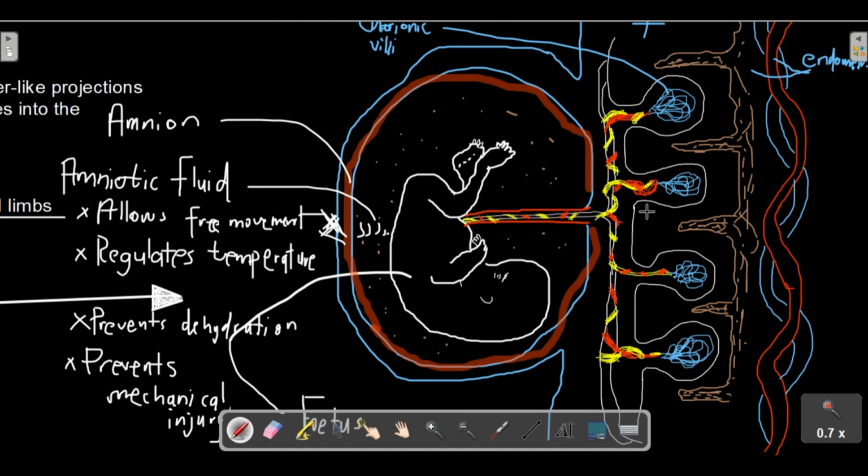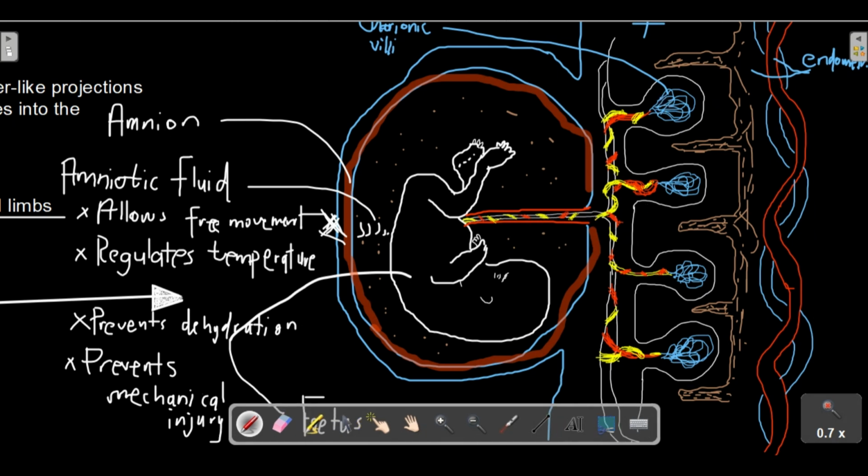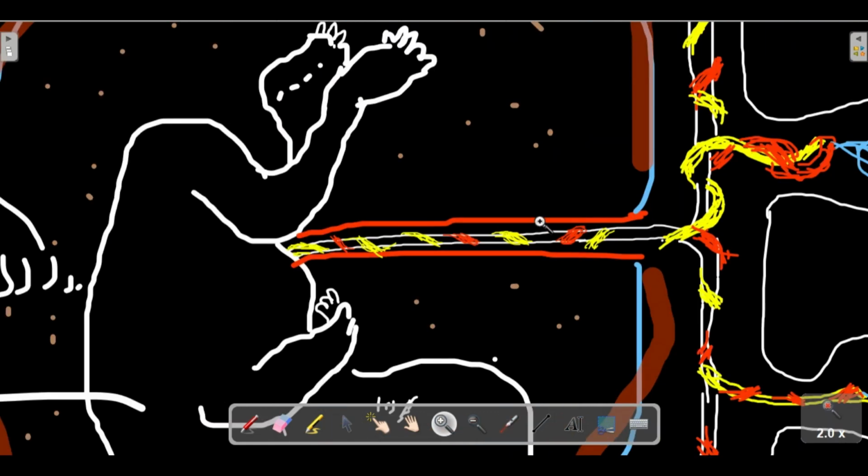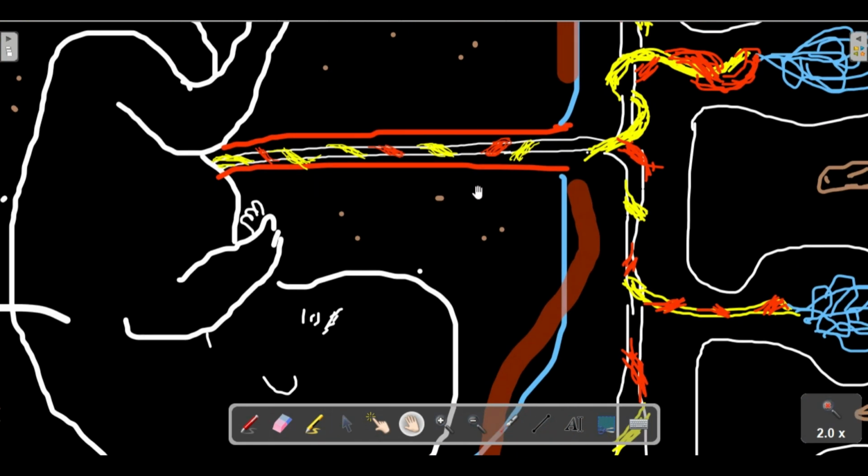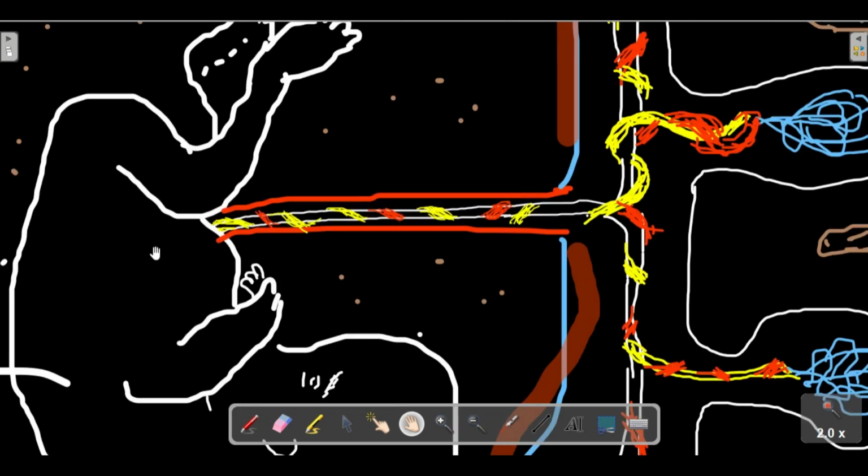Now, all the substances move from the placenta into this particular cord right here. This cord actually transports these nutrients or waste from the fetus to the placenta, from the placenta to the fetus. And you have to know its name. So this is the umbilical cord, guys. This whole structure that is red is the umbilical cord.